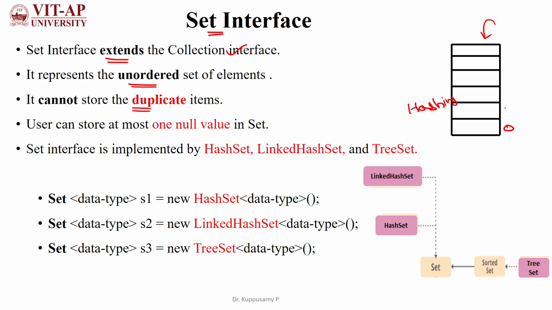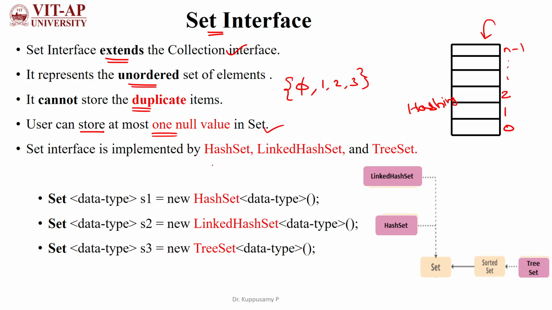The index will be given from 0 to n minus 1, and a set will store only one null value in the memory space. In the mathematical sense, a set will have a single null value, and the remaining will be other elements. Like that, here also it allows only one null value.